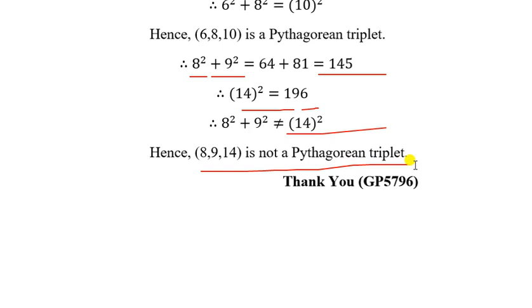Okay, so in this way you have to complete all the problems related to square numbers.